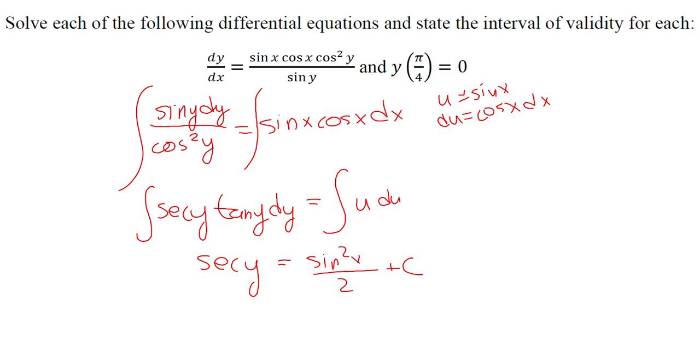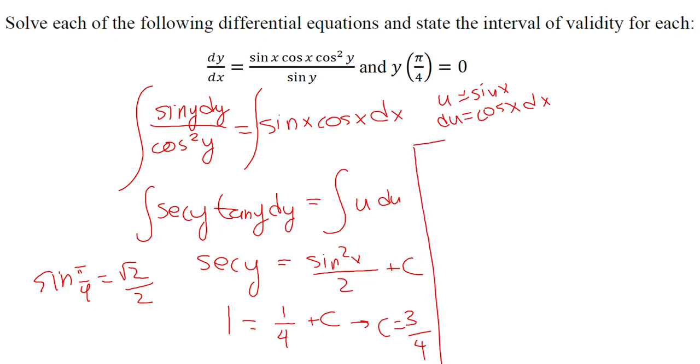And then from there, we'll immediately plug in our values to find our constant. So the secant of y, so y is equal to 0. So secant of 0 is just 1. So we have 1 equals the sine squared of pi over 4. Well, the sine of pi over 4 is root 2 over 2, right? So if we square that, we're going to get 2 over 4, or 1/2. And so sine squared of x is a half, and then we have 1/2 divided by 2, which will be 1/4 plus our constant. So we have a constant of 3/4.